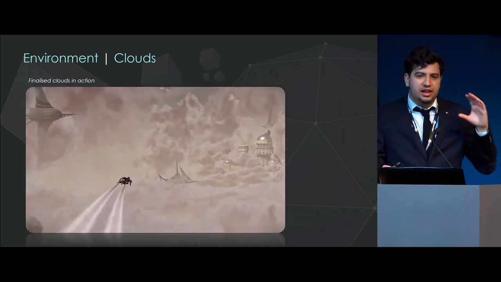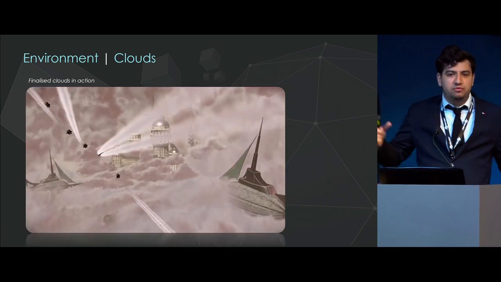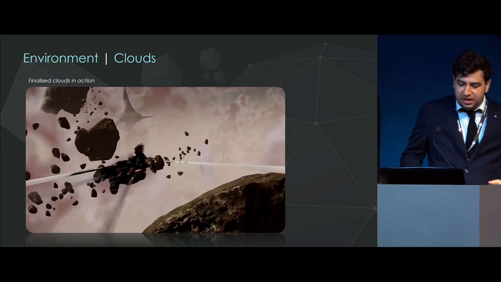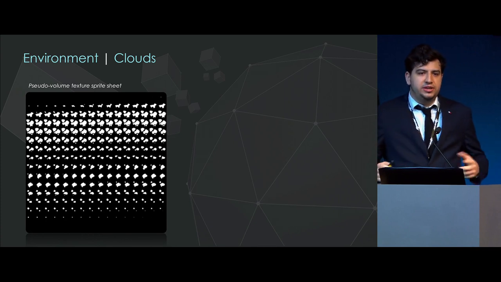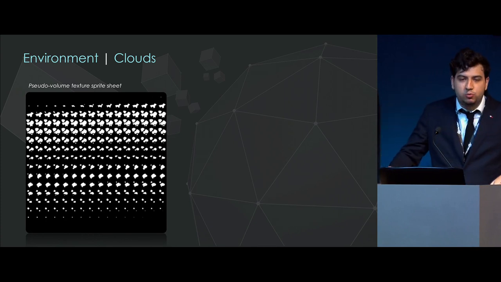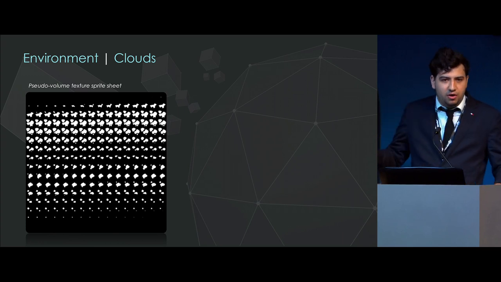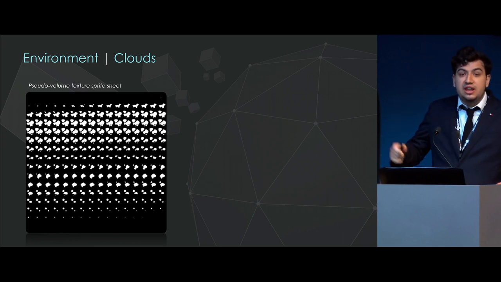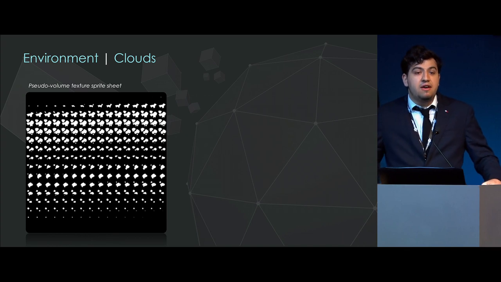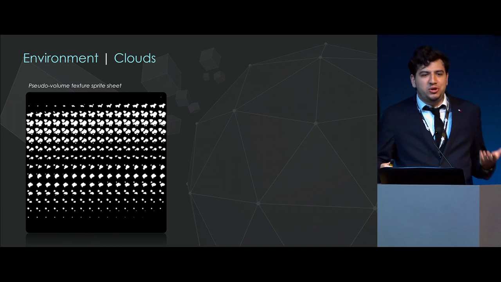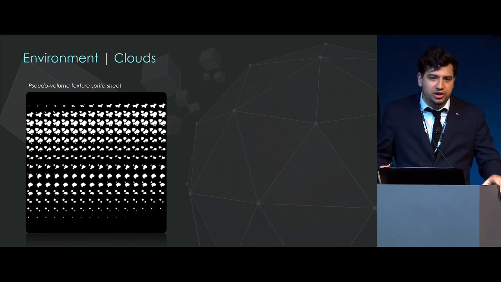And these clouds take the shape of bounding volumes that contain a pseudo-volume texture. A pseudo-volume texture is essentially a sprite sheet. Each sprite's X resolution gives us the resolution of the width of the volume. Each sprite's Y resolution gives us the resolution of the Y axis of the volume. And the number of sprites gives us the vertical, the height resolution of our cloud. But how do we go about making a pseudo-volume texture?